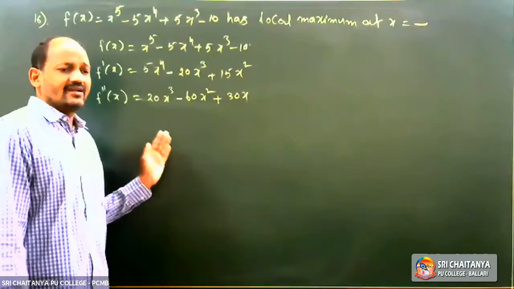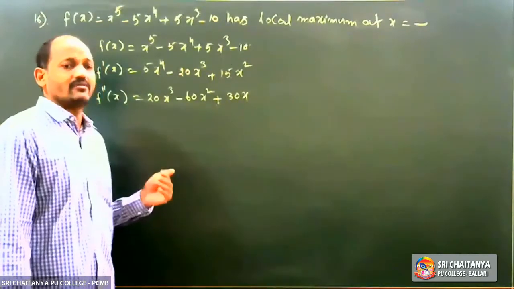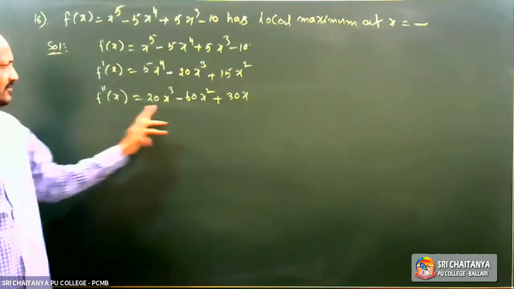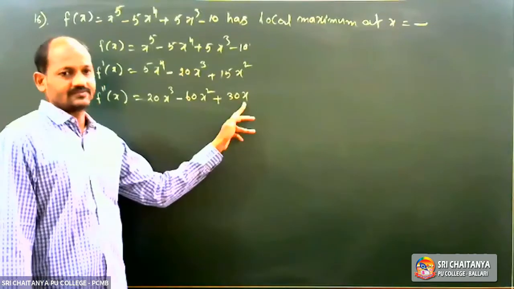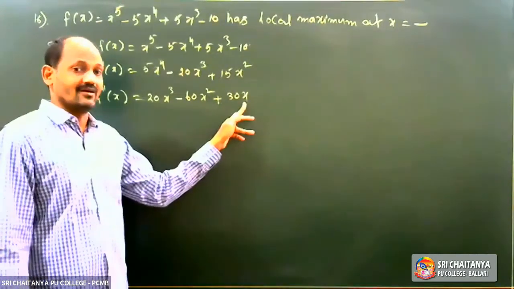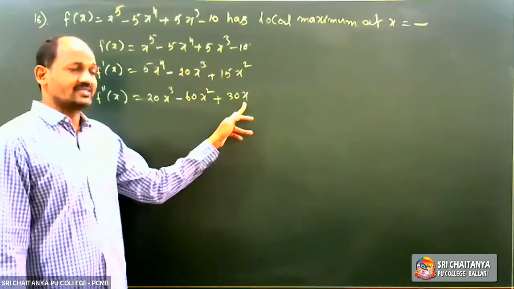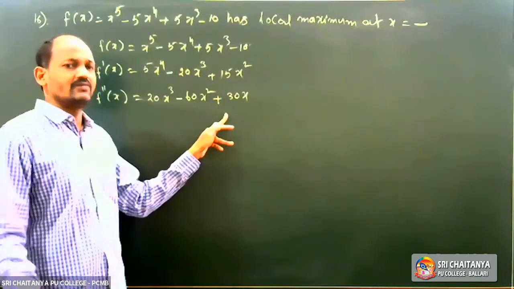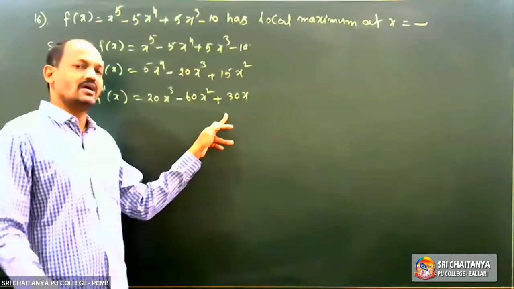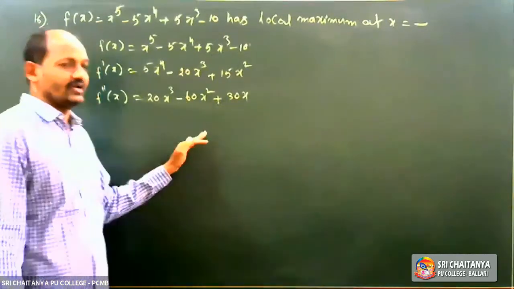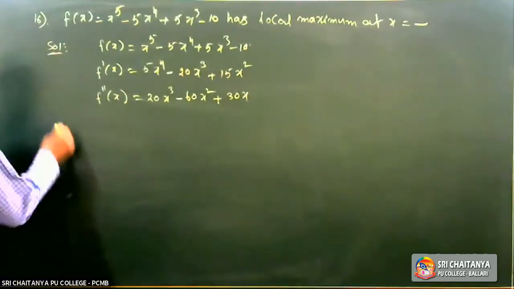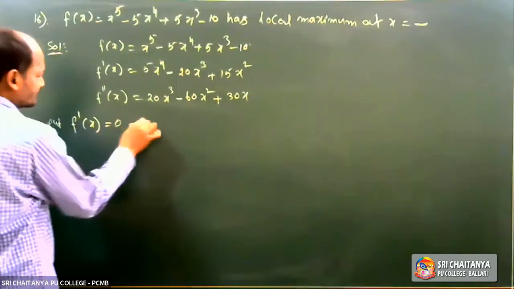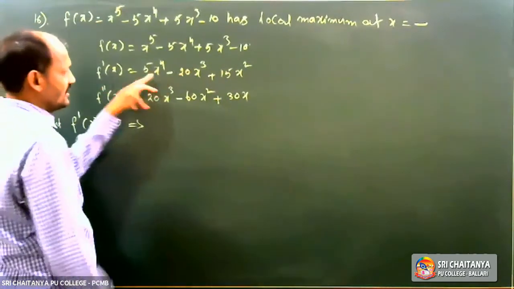Second order derivative negative means maximum, positive means minimum. But this second order derivative is in terms of x. So first we have to find the x value, and substitute that x value in the second order derivative. If negative, it has a maximum; if positive, it has a minimum. How to find the x value? Put the first derivative equal to 0.